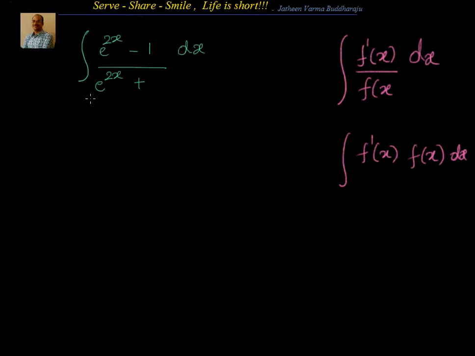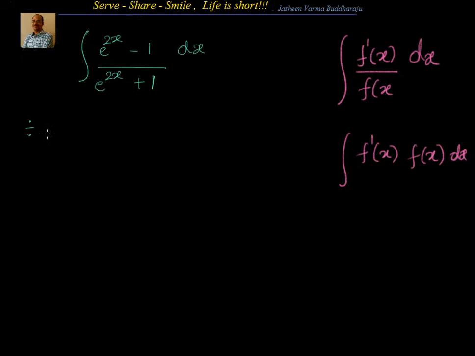We have been asked to find the integral of e power 2x minus 1 dx divided by e power 2x plus 1. Now we want to convert this into the form of f dash x by f of x. So for that, if I take f of x equal to e power 2x, then f dash x is e power 2x minus, again, 1 by e power 2x plus 1, so it's not working out. So we have to manipulate this a little bit.